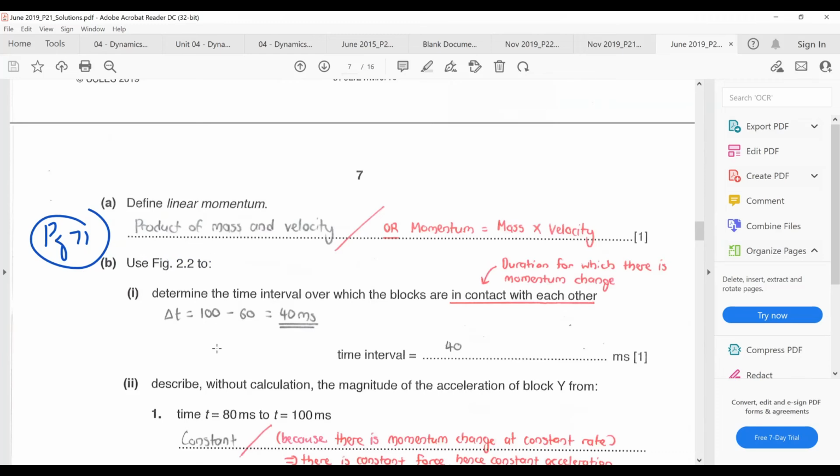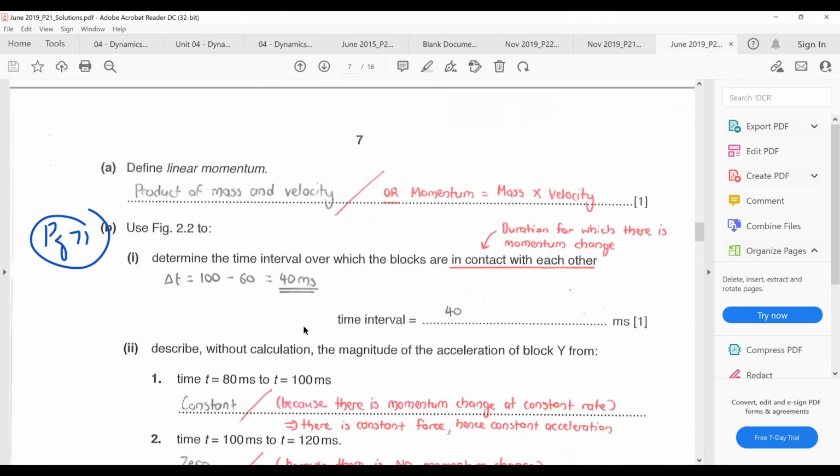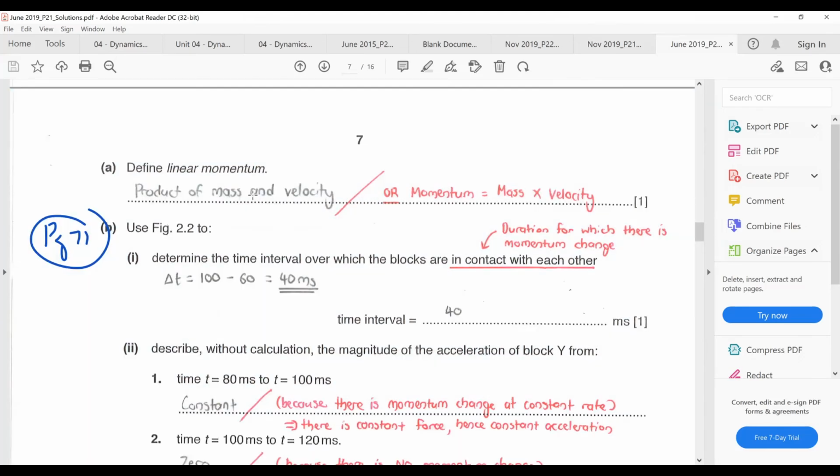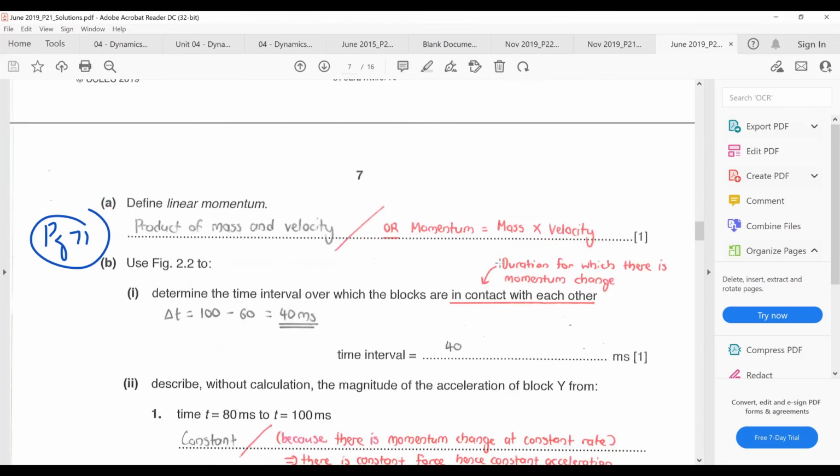Then after that, you move on to the next page where they ask you what is linear momentum. Define linear momentum. It's just the product of mass and velocity. You could write it like this, or you can just write it as momentum equals mass multiplied by velocity. All right. Now, then after that, use the figure to determine the interval over which the blocks are in contact with each other.